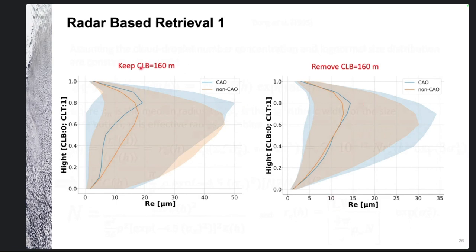The red text is here because the lowest level the radar can measure is 150 to 160 meters. So when the cloud height is so low, it may be precipitating. So we divided it: one keeps the cloud layer base at 160, and the other removes this condition.